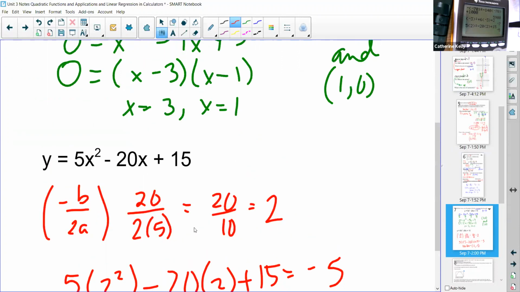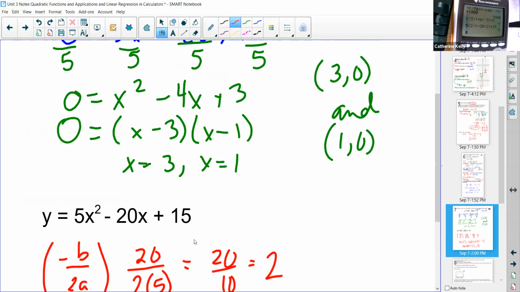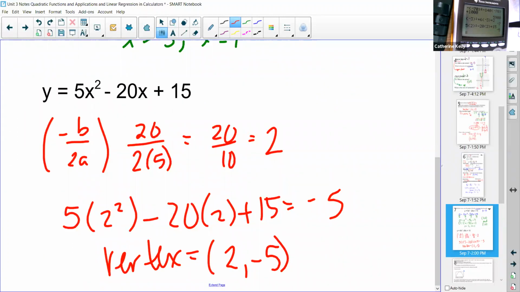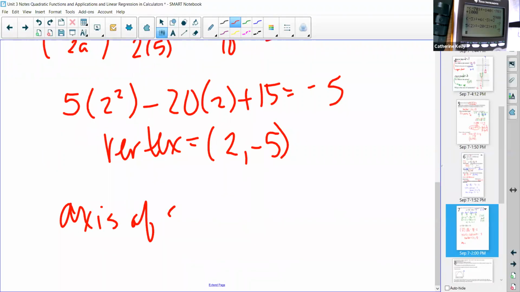Now did I answer all the questions? Axis of symmetry. Axis of symmetry is where the vertex has the value for x. So the axis of symmetry is when x equals 2.